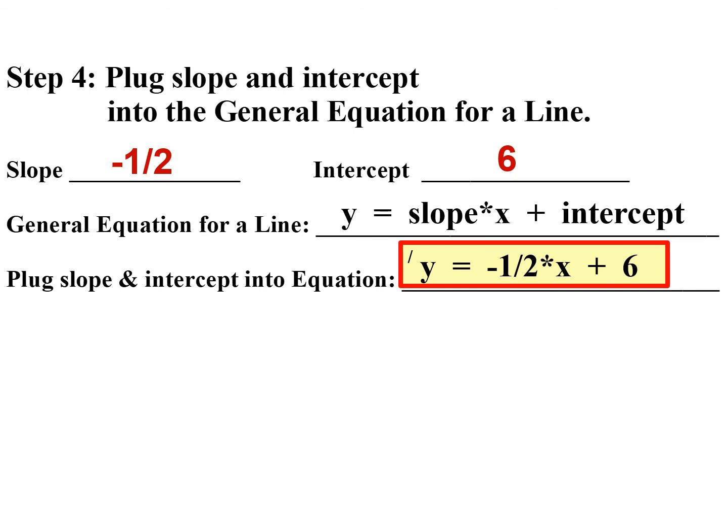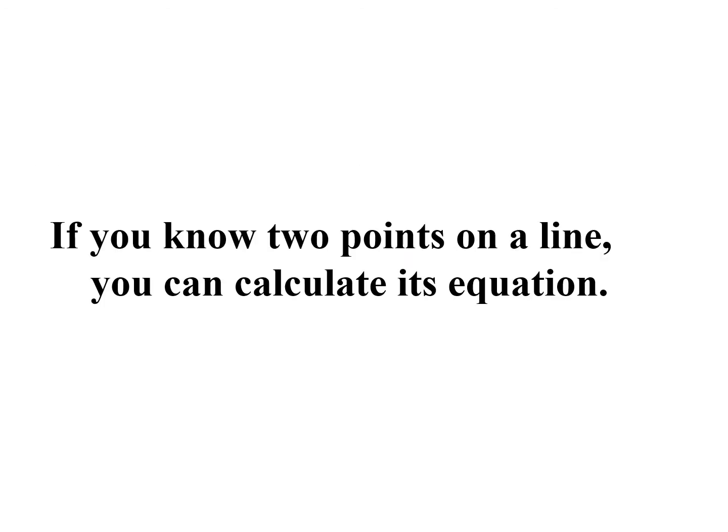And here's the equation we've been looking for. It's the equation for our specific line. At this point, we're done. So all in all, just remember, if you know 2 points on a line, you can calculate the equation for that specific line.